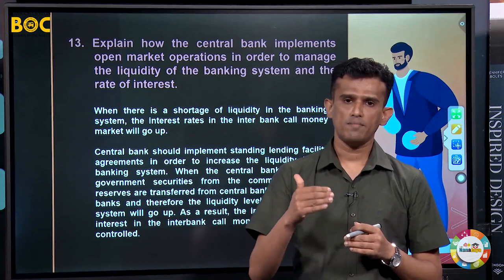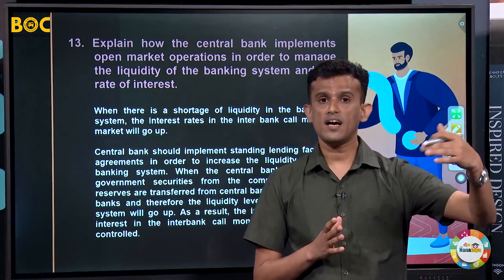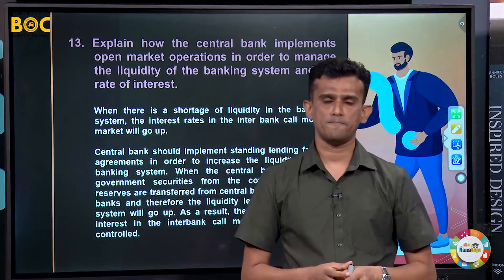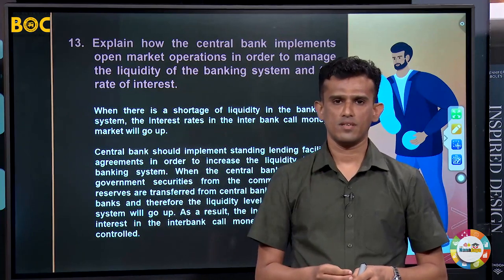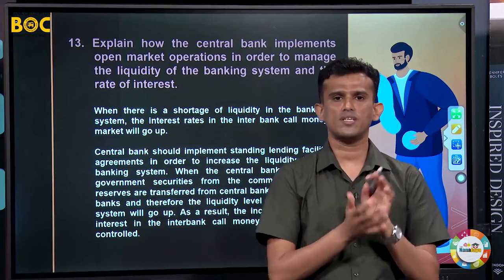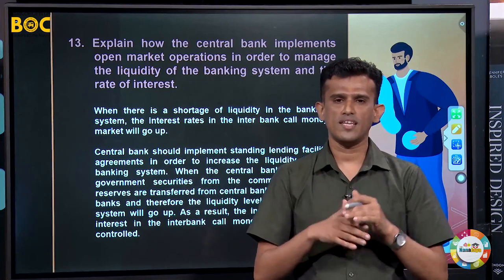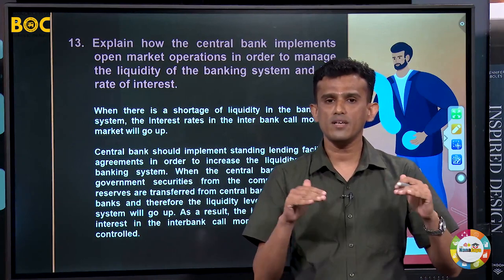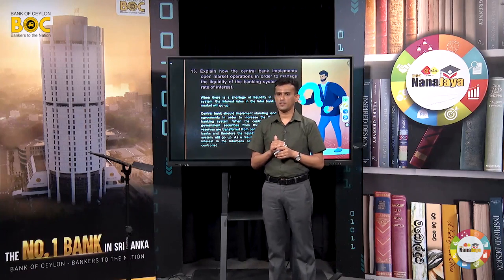When the central bank implements standing deposit facility agreements, what actually happens is the central bank is selling unmatured government securities to the commercial banks. The commercial banks purchase them by paying cash. So the cash reserves are transferred from commercial banks to the central bank. The liquidity level of the banking system goes down, and therefore the decreasing trend of interest in the economy will be controlled. So in order to manage a surplus of liquidity in the banking system, what should the central bank do? The central bank should implement standing deposit facility agreements.